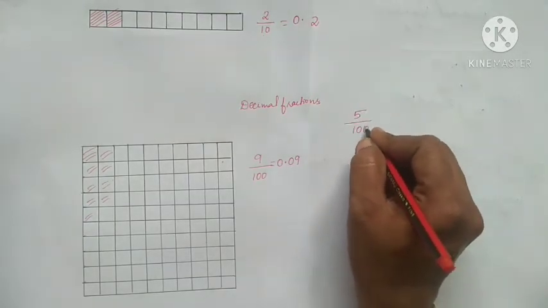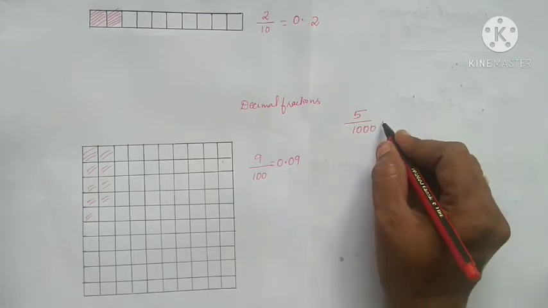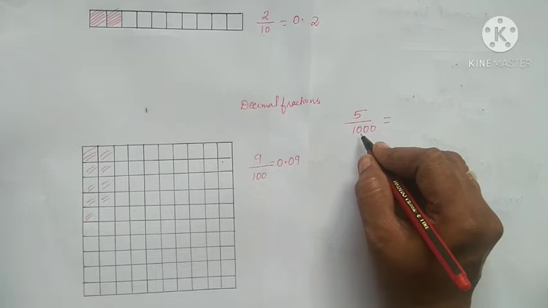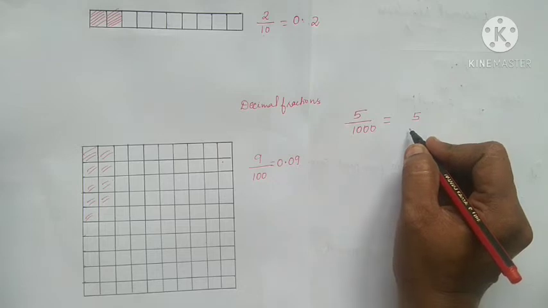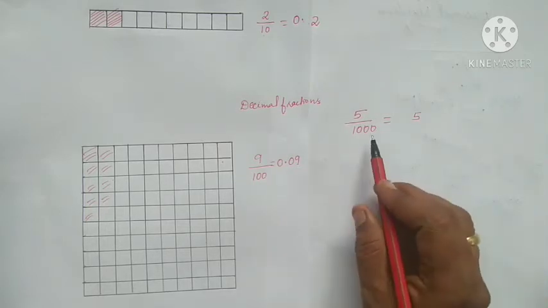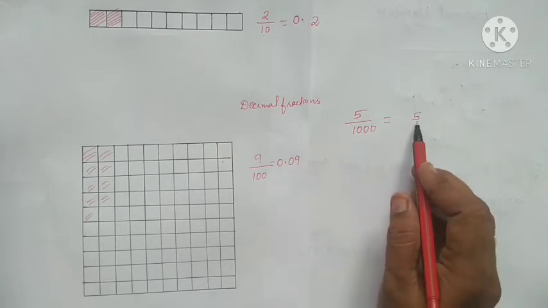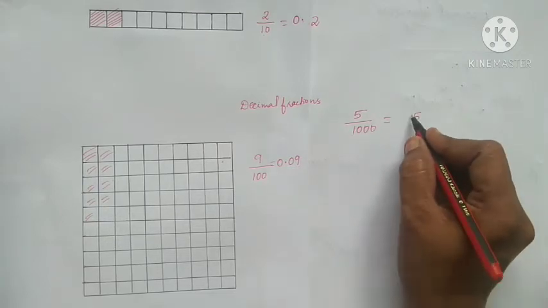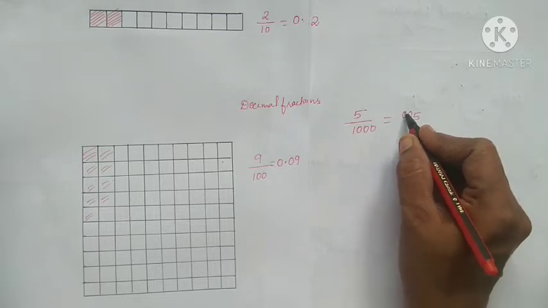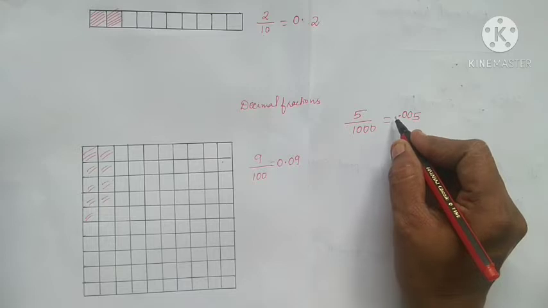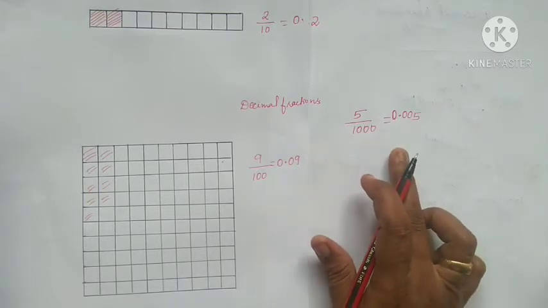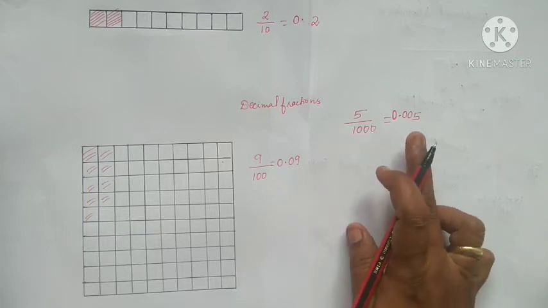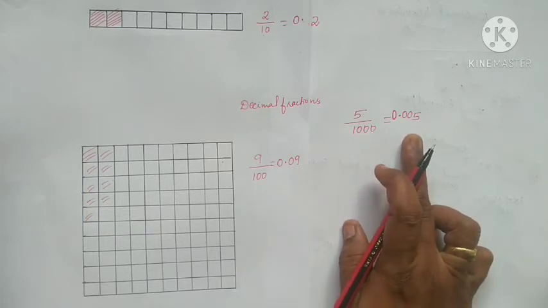Same way, one more example I can tell you. 5 by 1000. How can we write this number in decimal form? So how many zeros are there? 3 zeros. First we have to write the numerator on the answer side, and then count the zeros: 1, 2, 3. So here only one number. So on the left side we have to put the remaining 2 places, that is we have to write 0. Then we have to put the decimal point. There is no whole number part, so we have to write 0. Understand? This is the way we have to represent the decimal fractions in decimal form. Understand all of you?